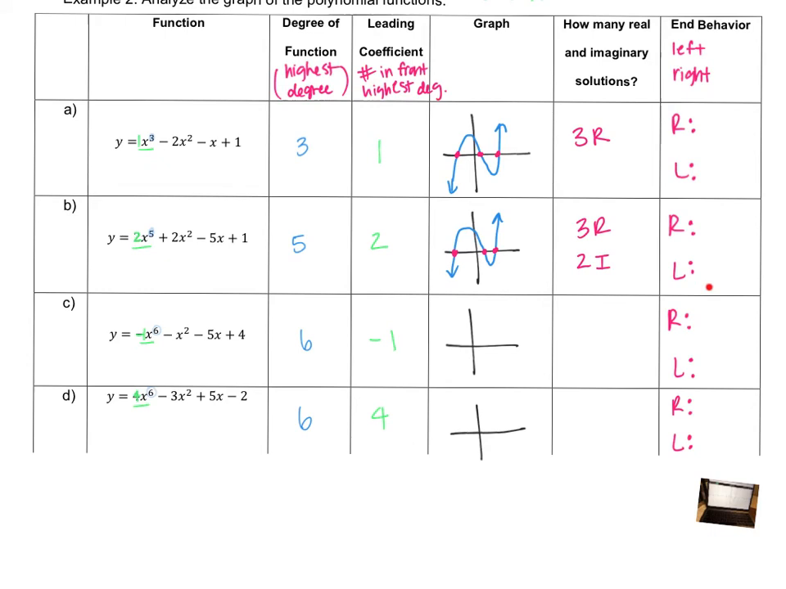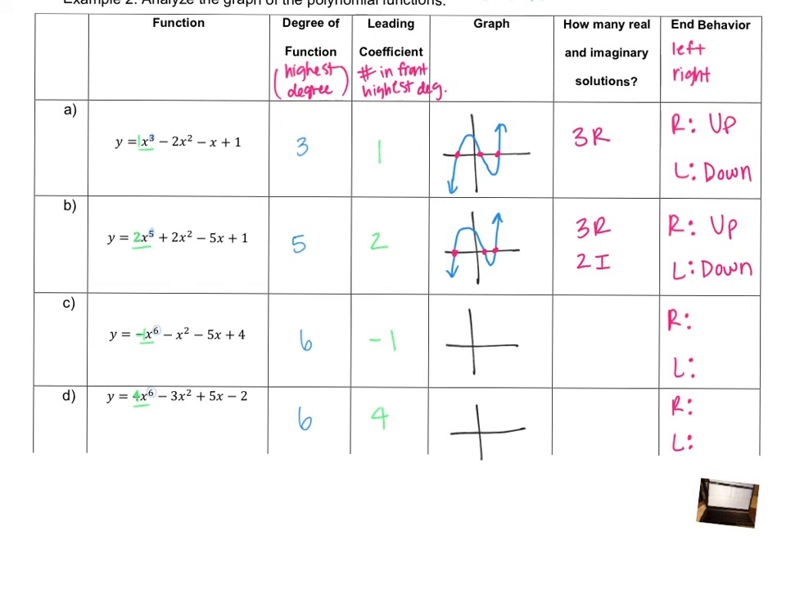Oh, it looks like I forgot to fill in the end behavior. So let's do that real quick. The end behavior for this graph, if we look on the left side, it's pointing down. On the right side, it's pointing up. Oh, I think I did that opposite. I always do that. I'll fix that real quick. So the right side is pointing up and the left side is pointing down. For this case here, the right side is pointing up, the left side is also pointing down.